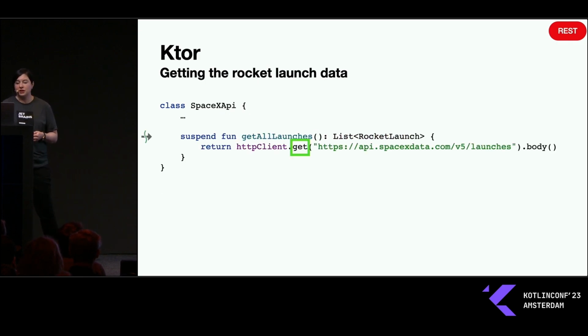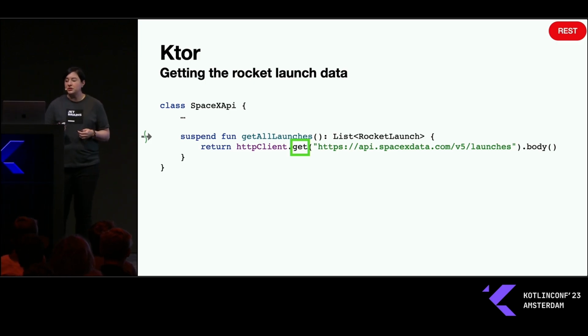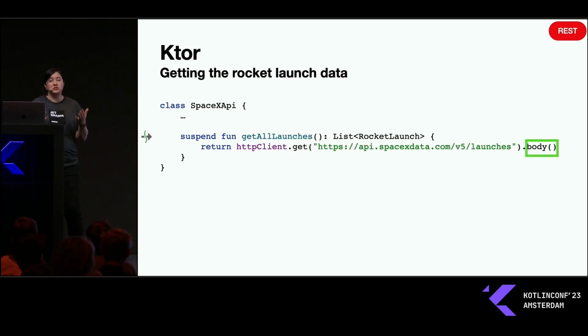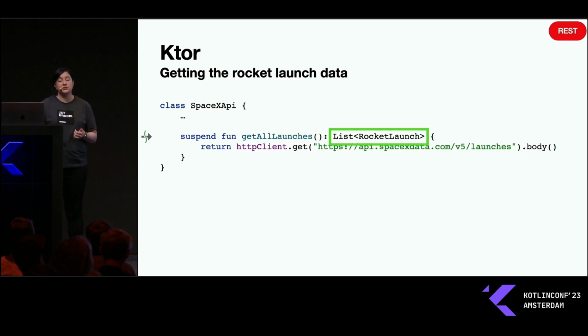The get function, and then once we've received the response, we retrieve the body. And then Kotlin serialization is going to return a list of rocket launch objects to us.